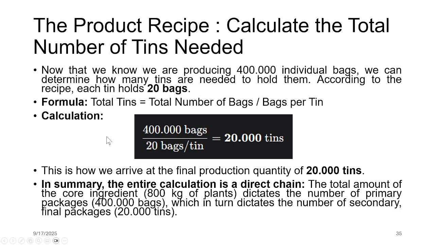With a little step by step, we can say that the entire calculation is a direct chain. The total amount of the core ingredient for Lily is 800 kilograms of dry plants, which dictates the number of primary packages, 400,000 bags, which in turn dictates the number of secondary final packages of 20,000 tins.